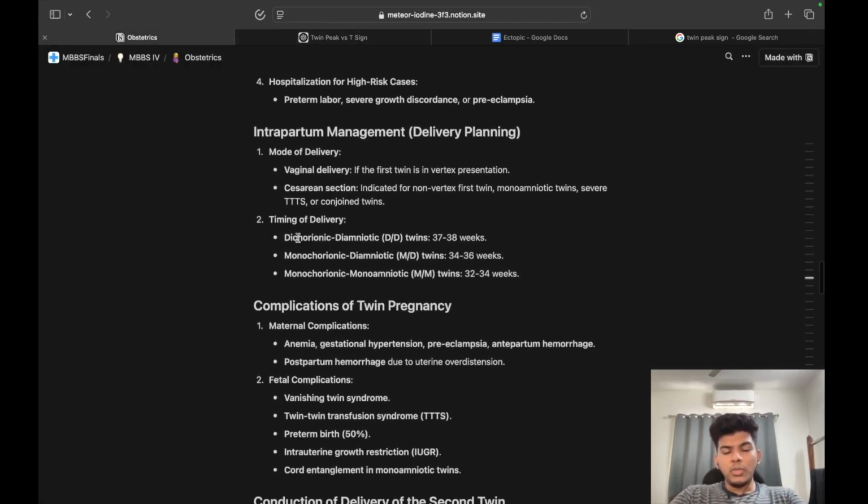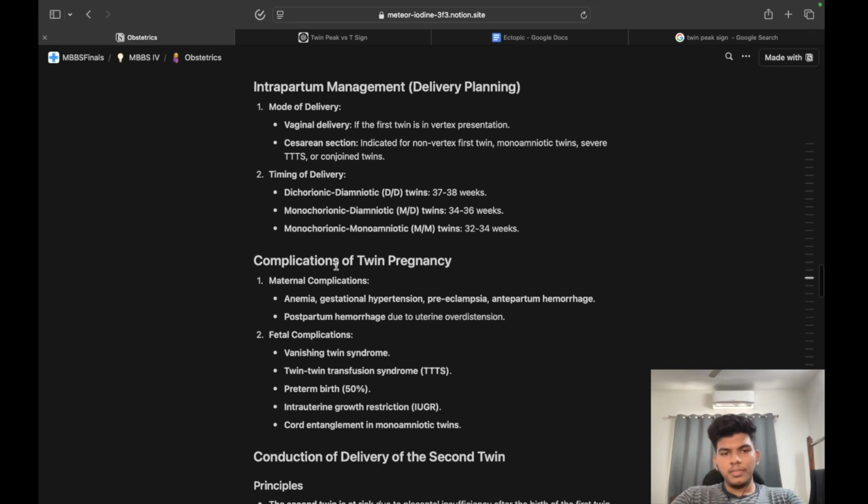Coming to the timing of delivery: dichorionic diamniotic 37 to 38 weeks, monochorionic diamniotic 34 to 36, so slightly earlier, and monochorionic monoamniotic earlier than that, 32 to 34. So we are decreasing it by how many weeks? 37 just by 1 week here, and the same 32 to 34, 34 to 36 and 37 to 38.